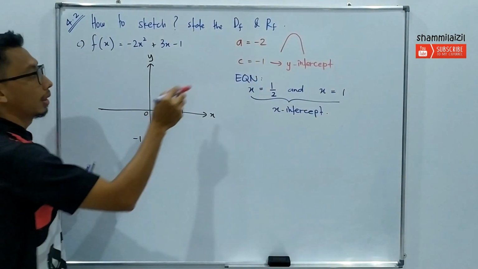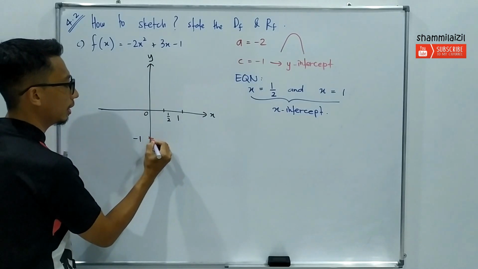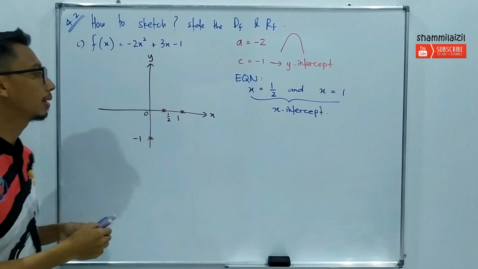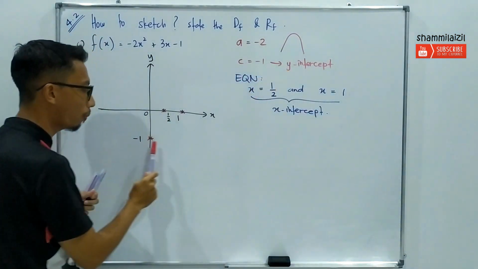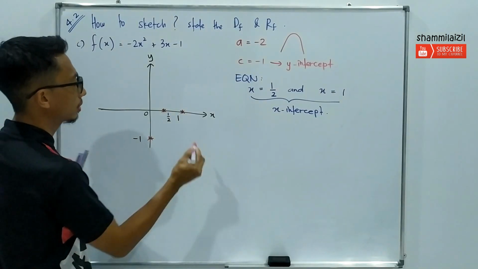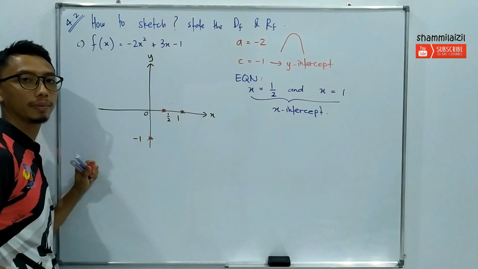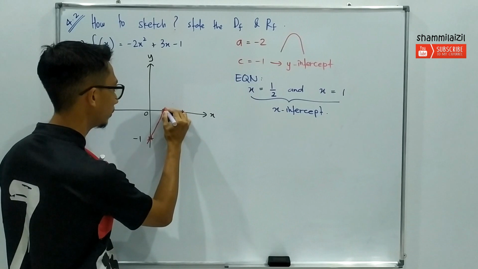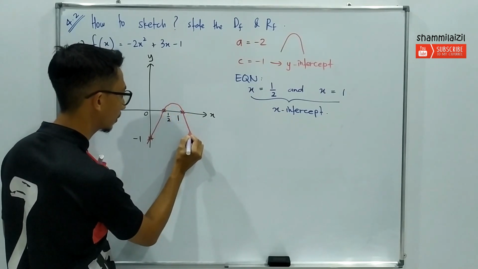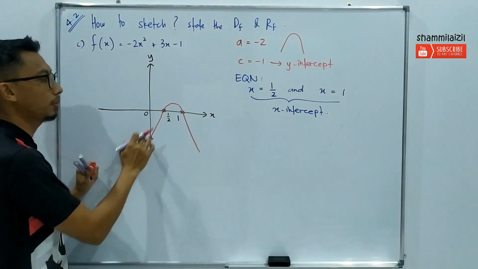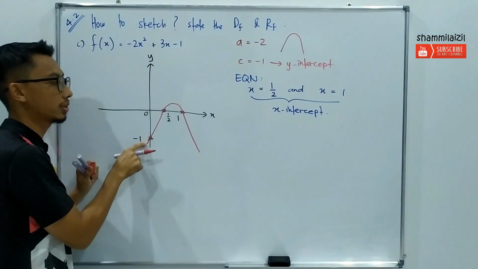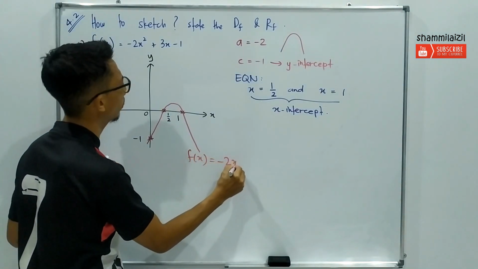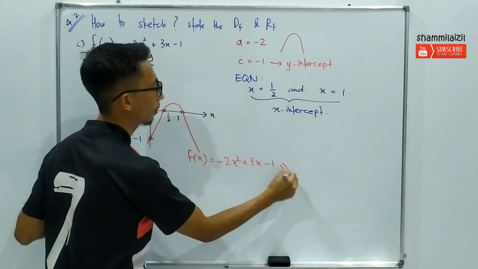Okay, the y-intercept and x-intercepts are actually points for the graph. The graph will pass through these 3 points. You know already that this is a sad graph. To pass through these 3 points, somewhere here will be the maximum point. So then this is your graph. It should be a sad graph passing through your y-intercept and x-intercepts. This is the graph of f(x) equals minus 2x squared plus 3x minus 1.